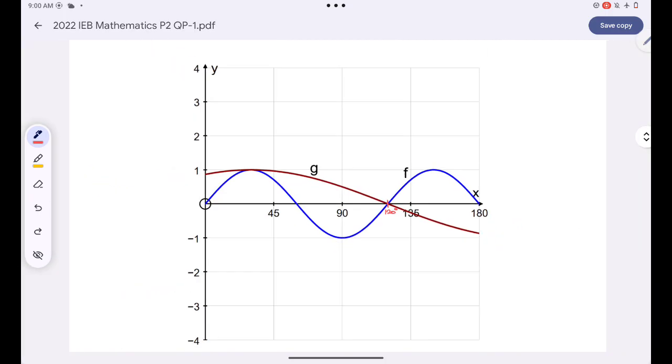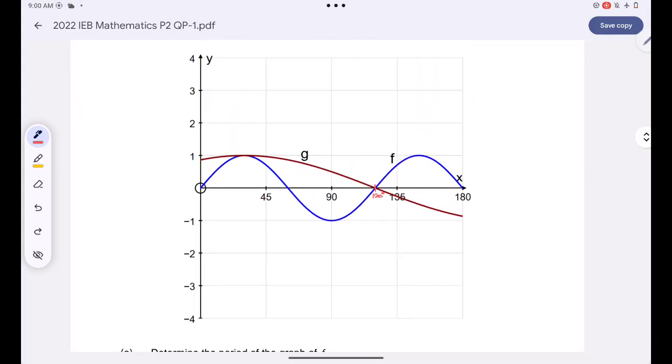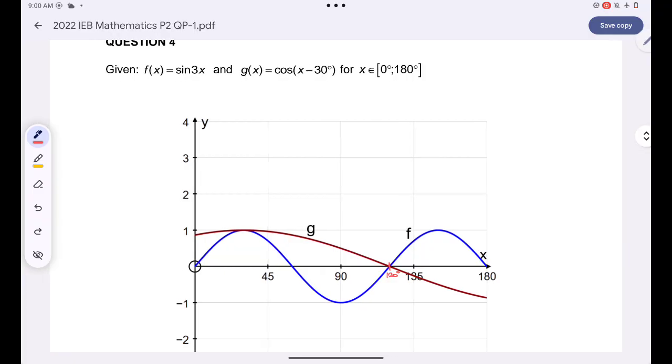Are you together? And then B, you are supposed to determine the range of the graph of g. How can you determine the range of the graph of g? I know that the maximum value for the graph of g is here, and the y value is 1. The lowest y value, I don't know within that restriction, but I can calculate the lowest y value. How can I do so?